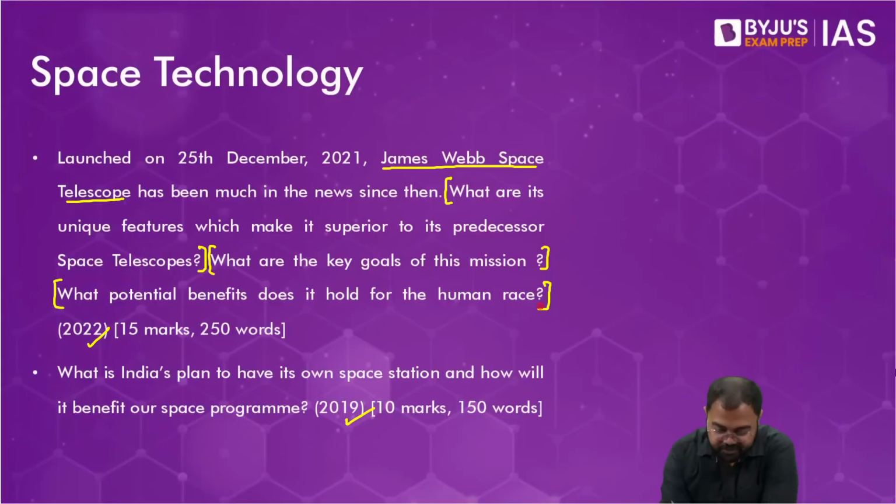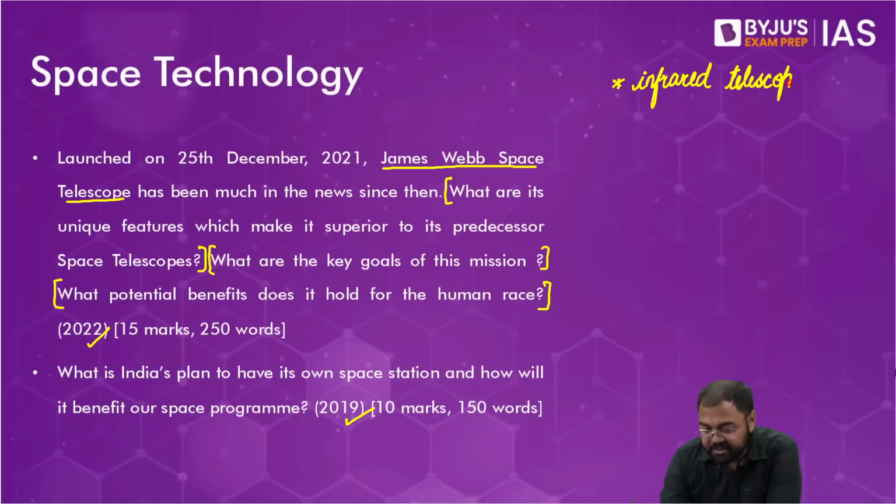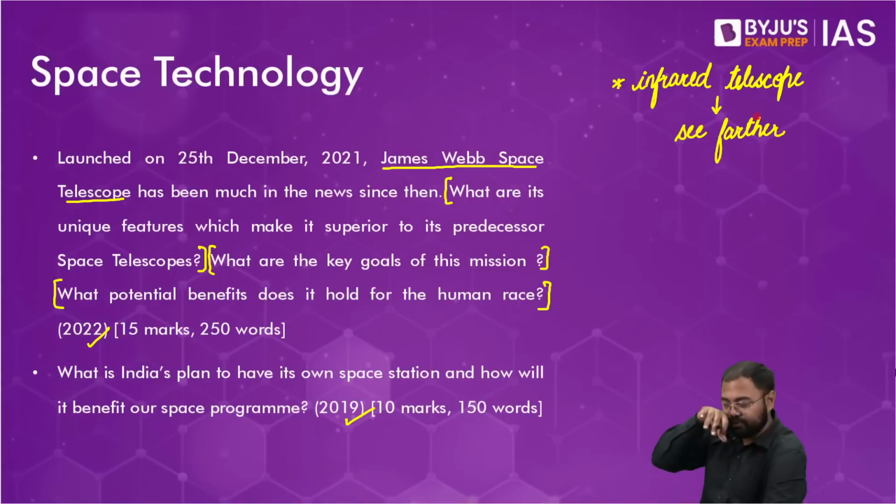So what are the most important unique features? The first and foremost, nothing better than this, is the use of infrared. This is an infrared telescope. Because it's an infrared telescope, it can actually see better, and it can also see farther. How exactly, we'll discuss when we go to the IT and communication chapter. There we'll discuss infrared rays, and it will make it clear how exactly it can see farther. Secondly, it has also been placed at L2.